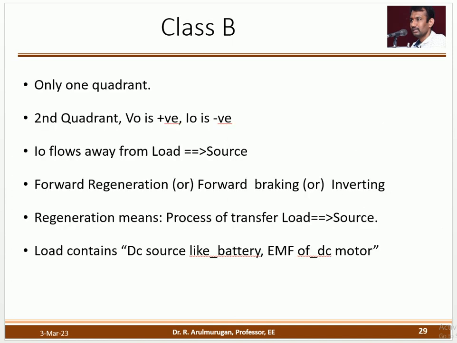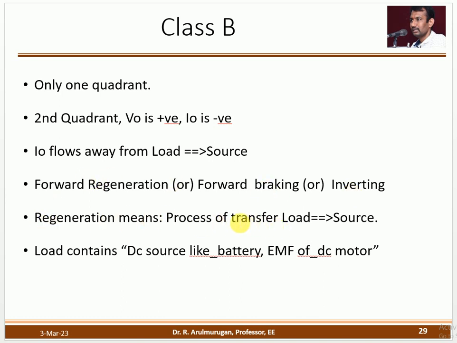What is a class B chopper? It is also only one quadrant. The quadrant is the second quadrant. Output voltage is positive, output current is negative. The energy flows from load to the source. So that's why it is a forward regeneration or forward braking or inverting, you can call it that. So regenerating means what?